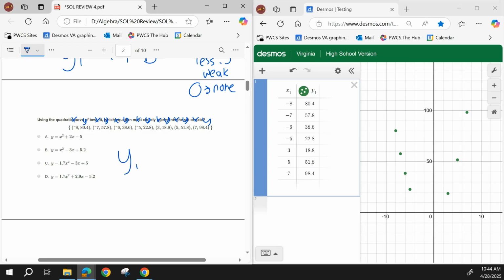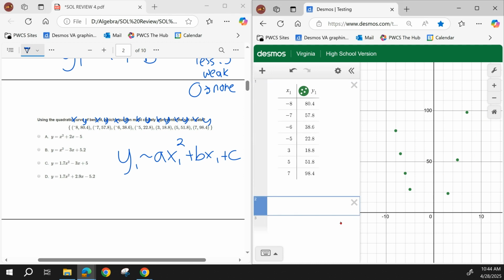So that is when we're using this formula. We want the quadratic. We want it to look like a parabola. You can see the points kind of make this U shape. That's going to tell you it should be quadratic as well.